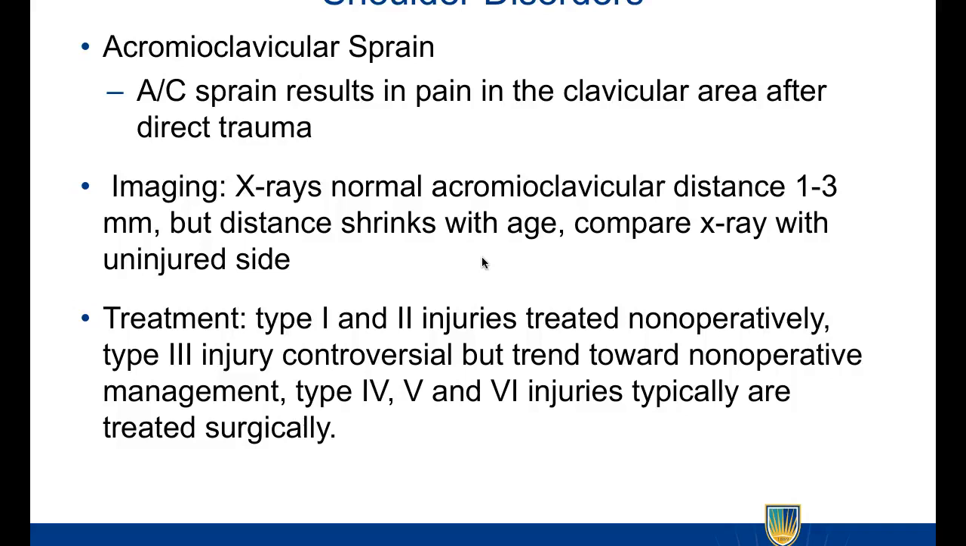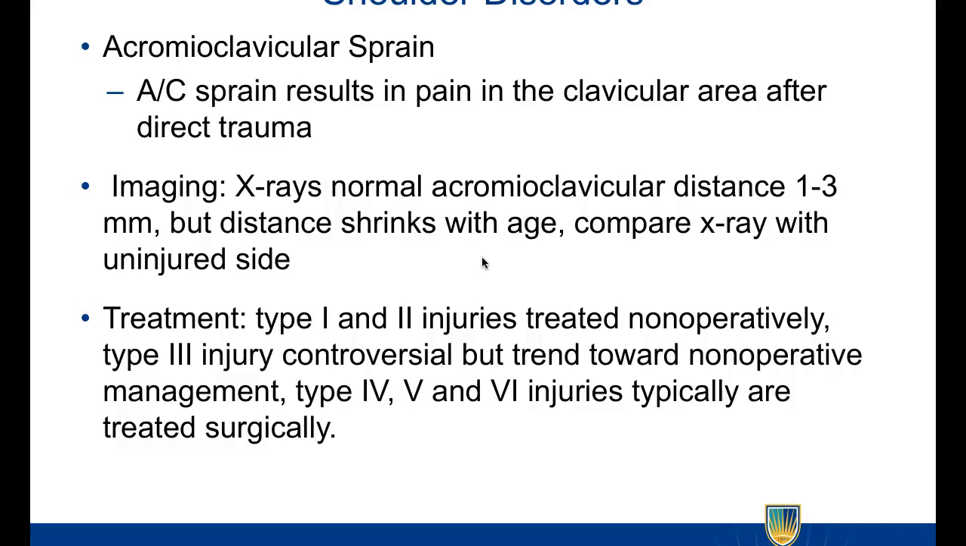Shoulder disorders. Acromioclavicular sprain. AC sprain results in pain in the clavicular area after direct trauma. Imaging. X-rays normal acromioclavicular distance 1 to 3 millimeters, but distance shrinks with age. Compare X-ray with uninjured side.